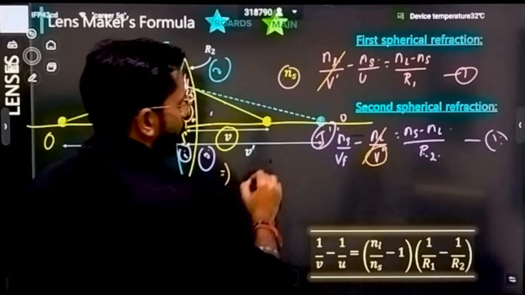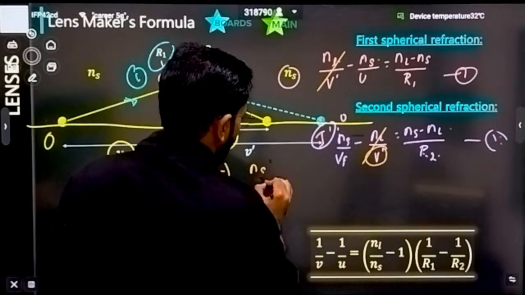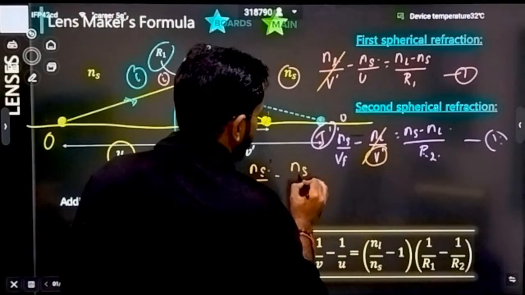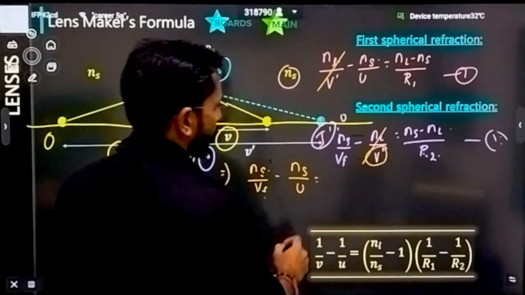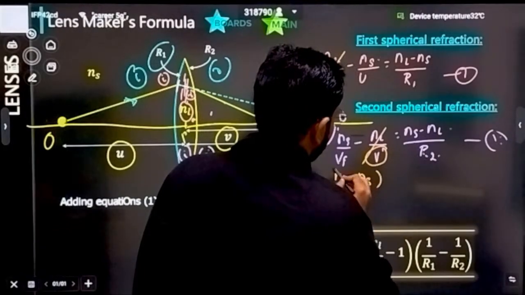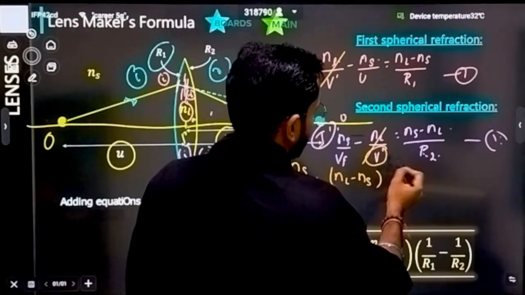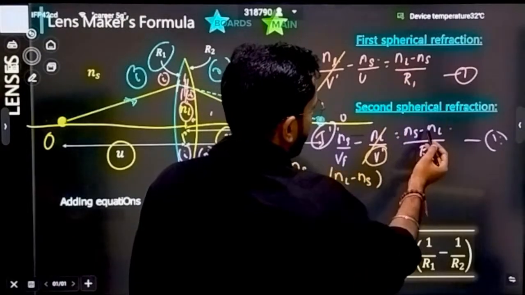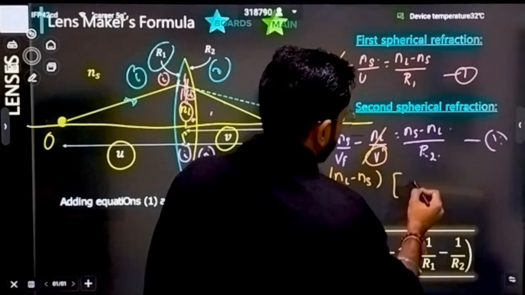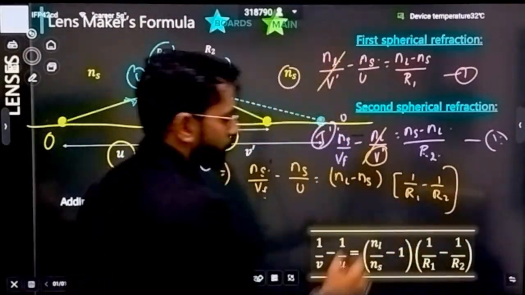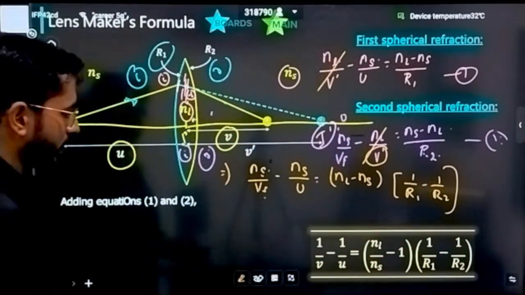If I simply add them up, what is the equation that is coming, students? I will say Ns by Vf minus Ns by U is equal to NL minus Ns. Here it is NL minus Ns and here it is Ns minus NL, so I will take it as common, and here it will be 1 by R1 minus 1 by R2. Can you say this will be the equation that comes?